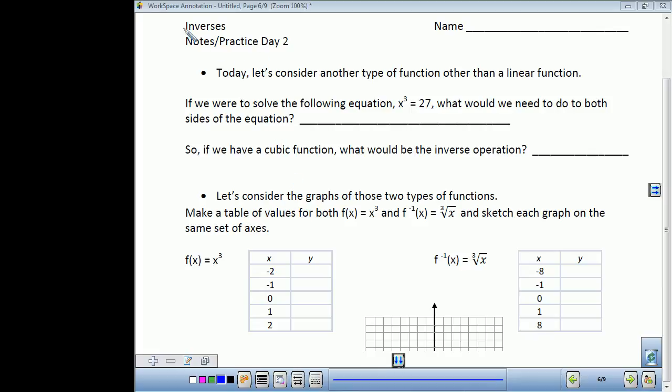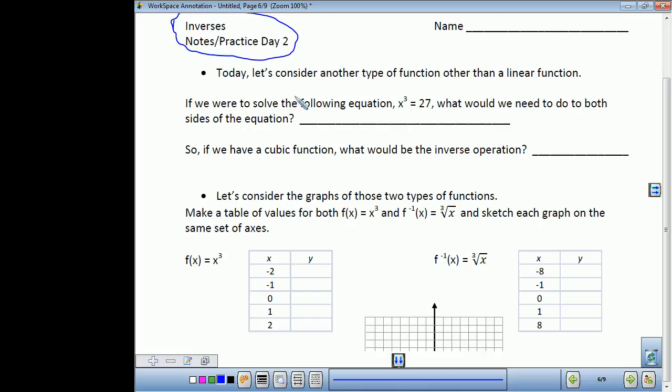Alright, so today we're going to pick up where we left off on inverses. Alright, Sammy, you know this. Inverses. What did we learn about inverses before the break? What did they switch? The Y and X. The X and Y, the Y and X.